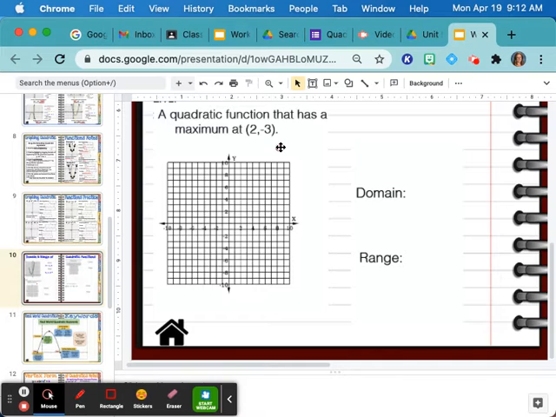So I made a little point using the shape tool. I made it red so I could see it real good. So at 2, negative 3. Over to 2, down to negative 3.